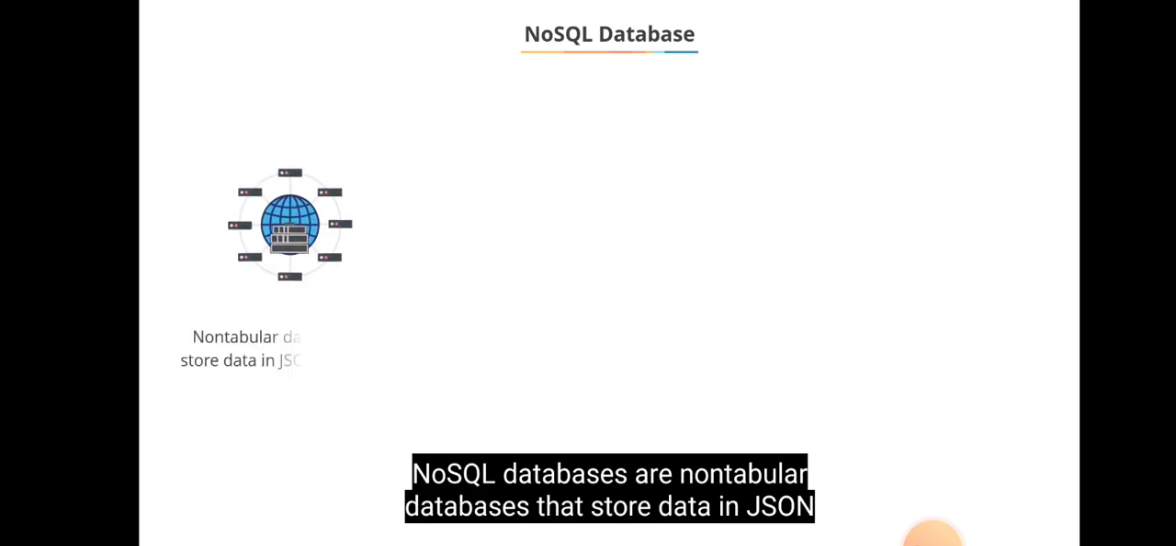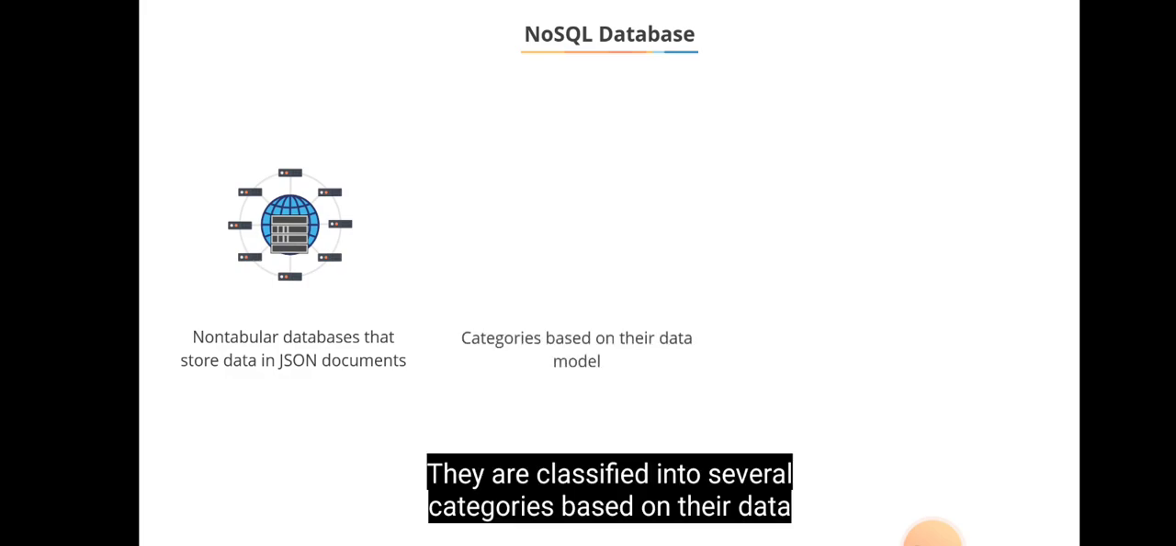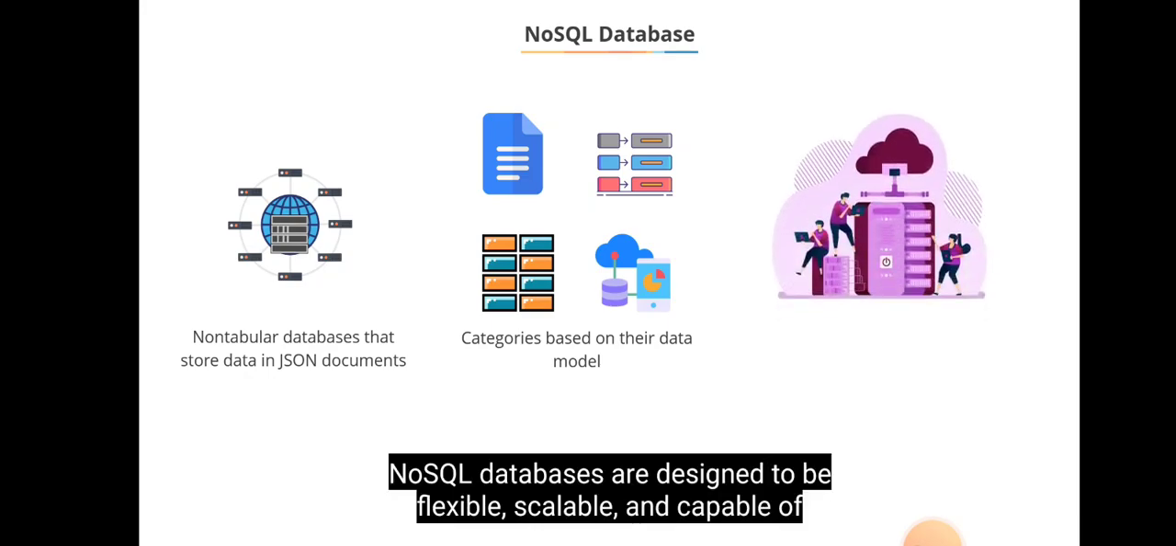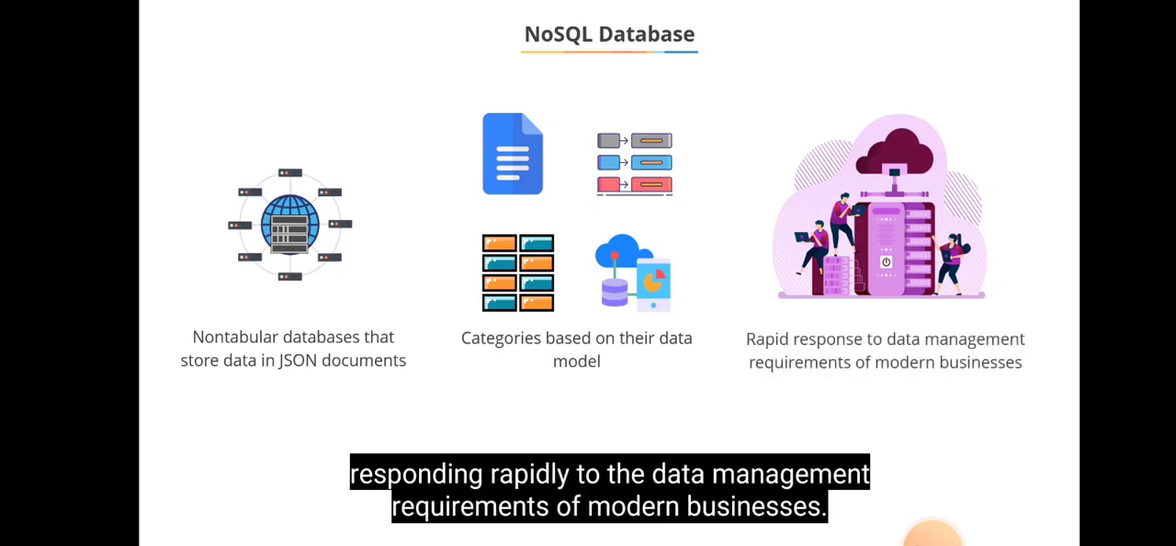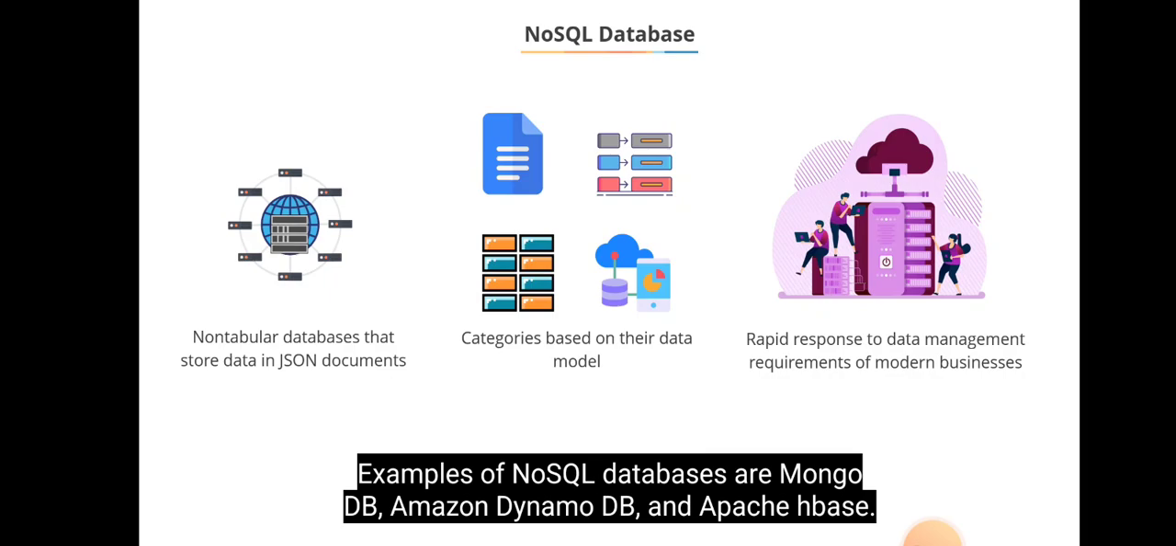NoSQL databases are non-tabular databases that store data in JSON documents instead of relational tables. They are classified into several categories based on their data model, such as document, key value, wide column, and graph databases. NoSQL databases are designed to be flexible, scalable, and capable of responding rapidly to the data management requirements of modern businesses. Examples of NoSQL databases are MongoDB, Amazon DynamoDB, and Apache HBase.